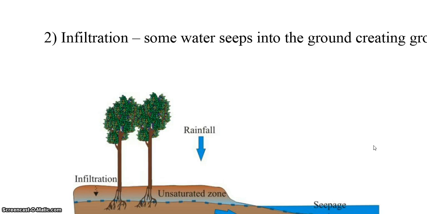Infiltration is something we're going to discuss more later on. It won't be on your quiz, but just something you need to know about. A lot of rainfall that falls will fall down onto the ground and then soak into the ground. This creates groundwater, and this is where we generally get our water from if we have a well.